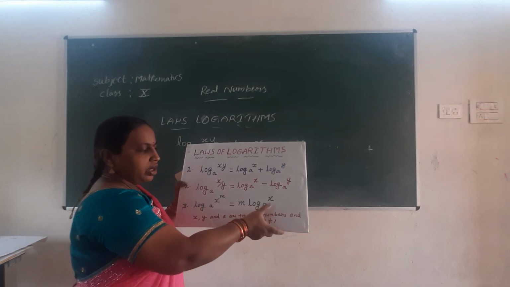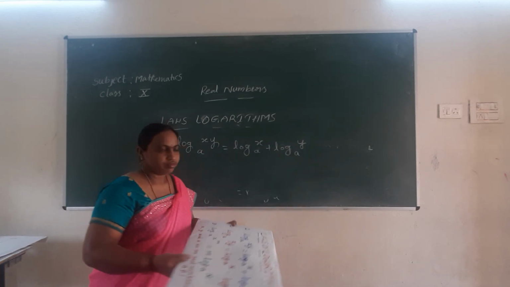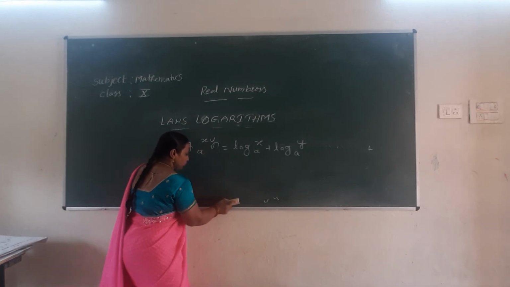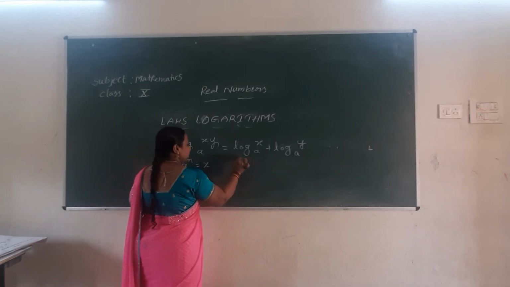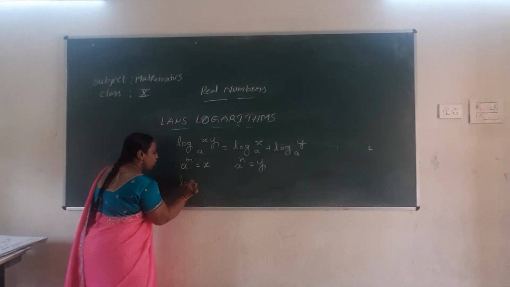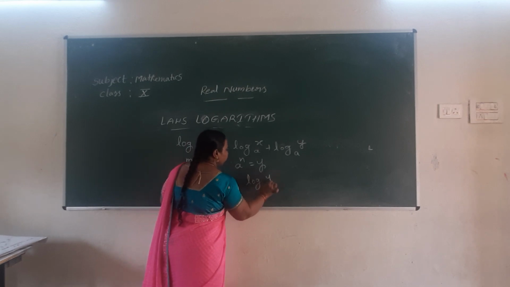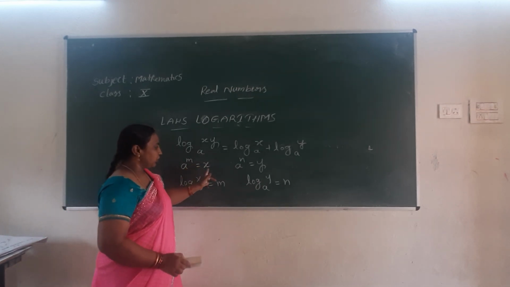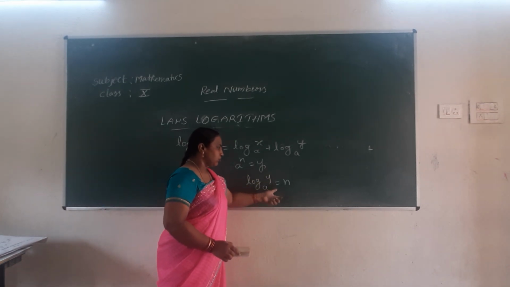x and y and a are positive real numbers and a not equal to 1. Proof of the first law: log xy base a equal to log x base a plus log y base a. Take a power m equal to x and a power n equal to y. It can be written in the logarithmic form: log x base a equal to m and log y base a equal to n.